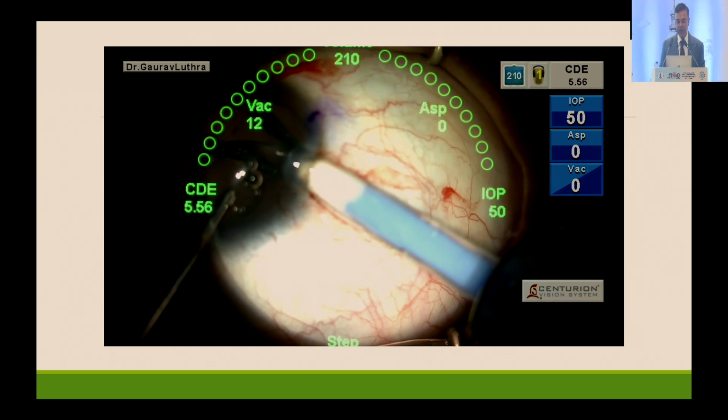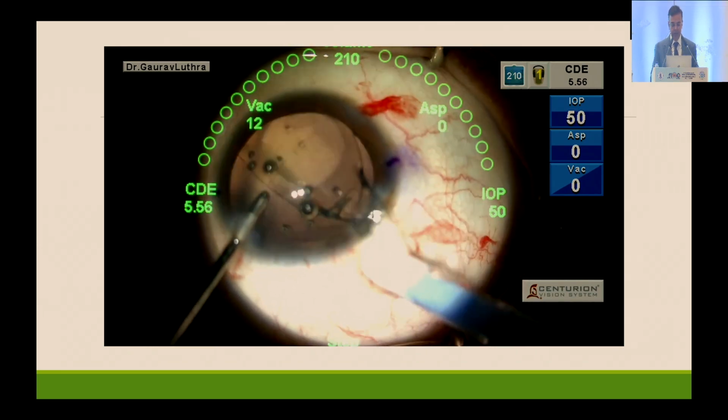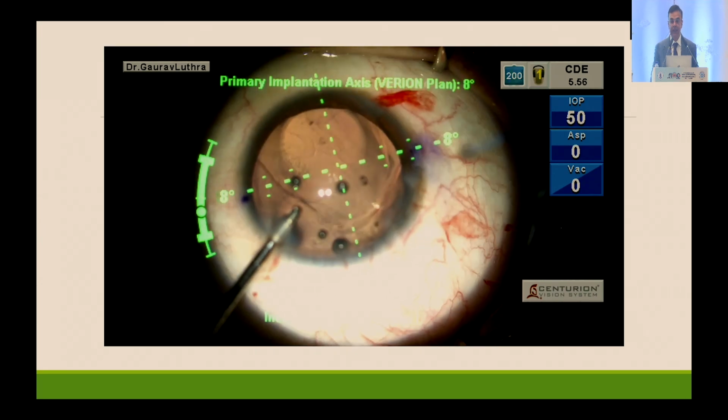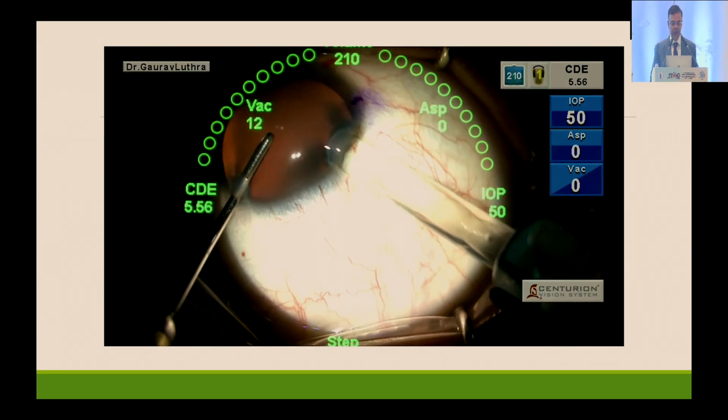And then you can go in and inject it. Usually works quite well. So don't be afraid if you have a situation where the ICL gets stuck in the wound. It can be managed quite easily.